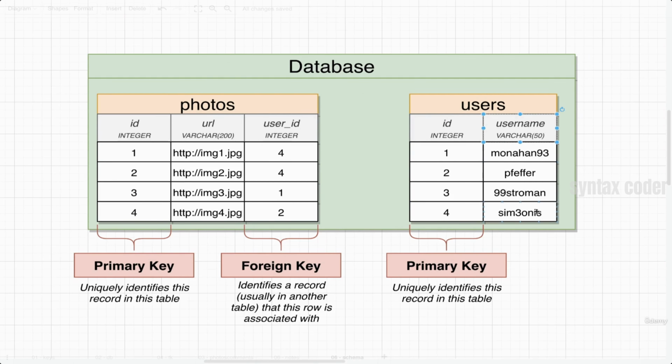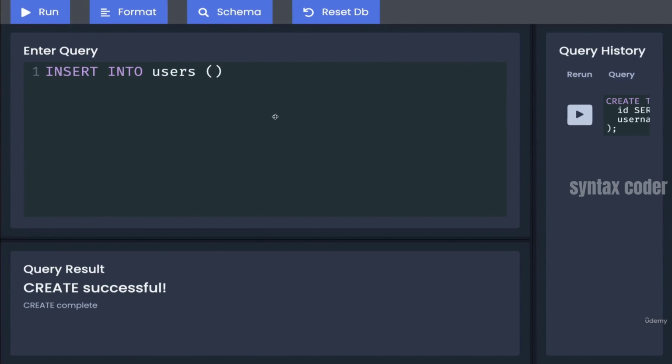So I'm going to add in 4 different users. I'll give them similar usernames to what you see right here. So I'm going to say users. I'm only going to put in the username, and we're going to stick in some values. And then remember, if we want to add in multiple records at the same time, we'll put in our set of parentheses, and then a single quoted string inside of here. For the first one, I'll put in Monahan 93. I'll put a comma on the other side.